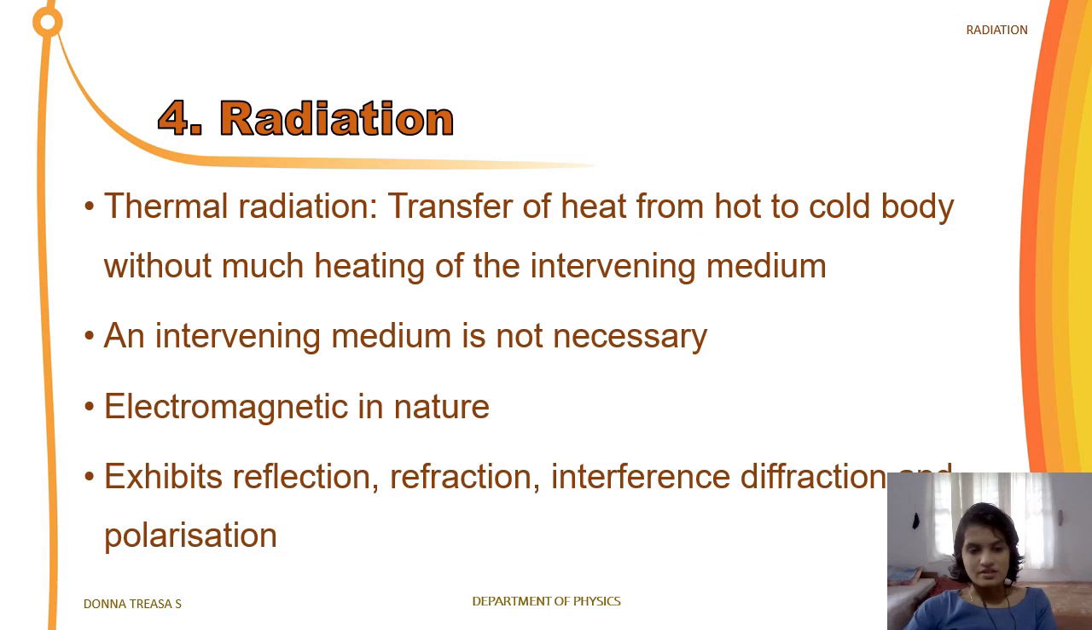Now the second point is that for thermal radiation to occur, an intervening medium is not necessary. This is the case with solar radiation, and we will be explaining this point in the part where we explain the applications. So the third point is that radiation is electromagnetic in nature, just like light. It also exhibits reflection, refraction, interference, diffraction and polarization, which are also exhibited by light.